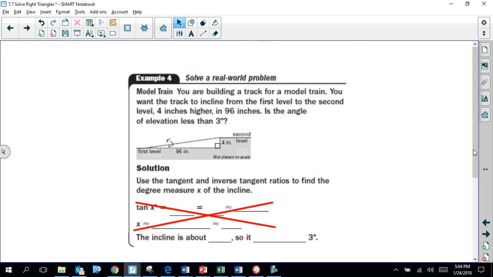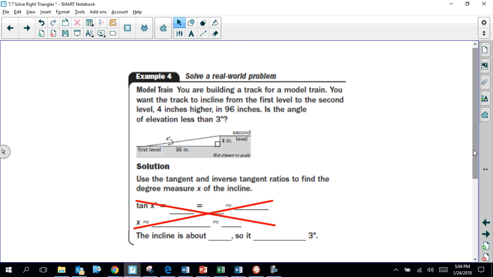Now here we're looking at an example of a model train where we have an angle of elevation that we're looking for. The angle of elevation is here, and we're given the side opposite of it and the side adjacent to it. So opposite and adjacent, that lets me know I have to use tangent, okay?